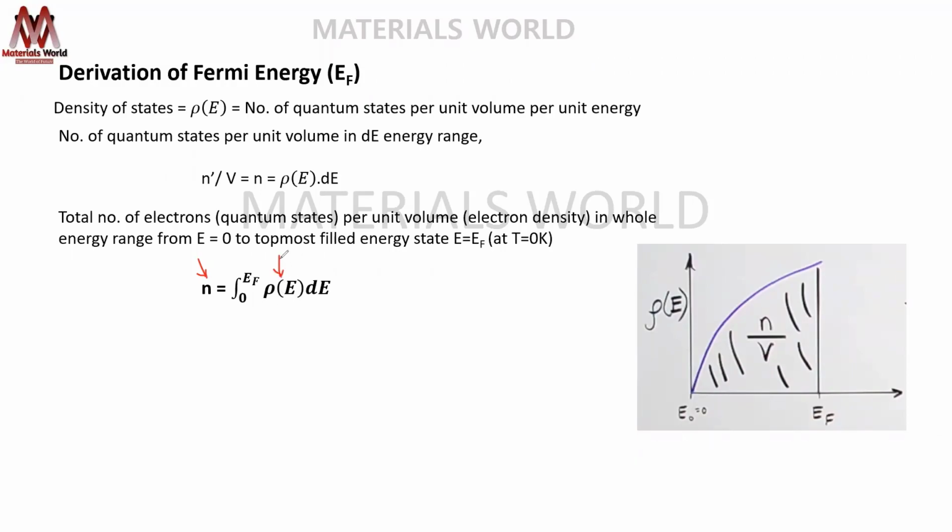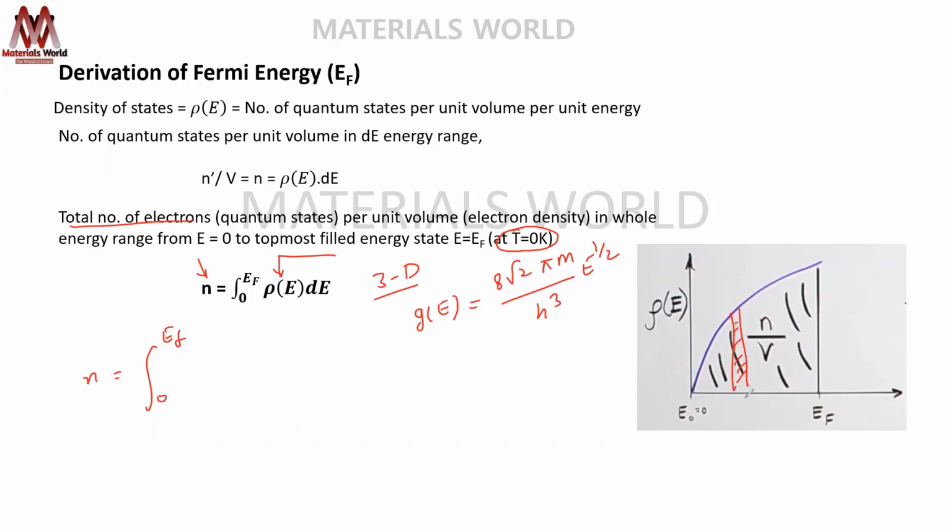We know the expression of rho E, right? For 3D, what is rho E? Rho E is nothing but G, okay? I've given G in the previous slide. What is G? G is 8 root 2 pi m by h cube, E to the power half. You can just integrate it, right? So N is the integral from 0 to EF. Why up to EF? Because I am considering 0 Kelvin, and I want the total number of electrons per unit volume. So I will take this small dE and integrate from 0 to EF, because my topmost filled energy level is EF at 0 Kelvin. That is by definition.